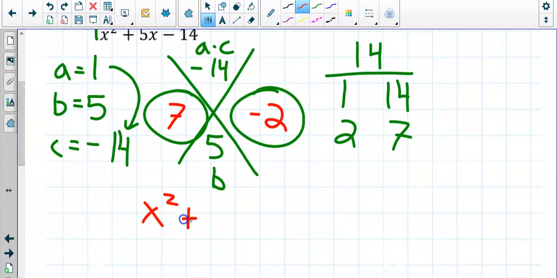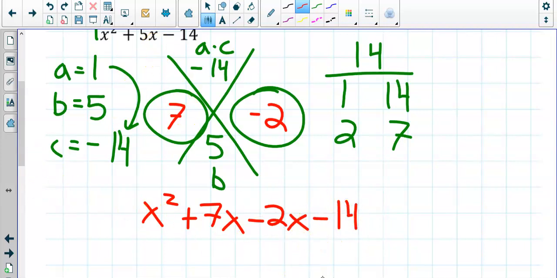X squared plus 7x minus 2x and then minus 14. These two numbers right here were the middle, because if I take 7 minus 2, I get the 5x back. Follow me on that? All this is grouping. Yes.